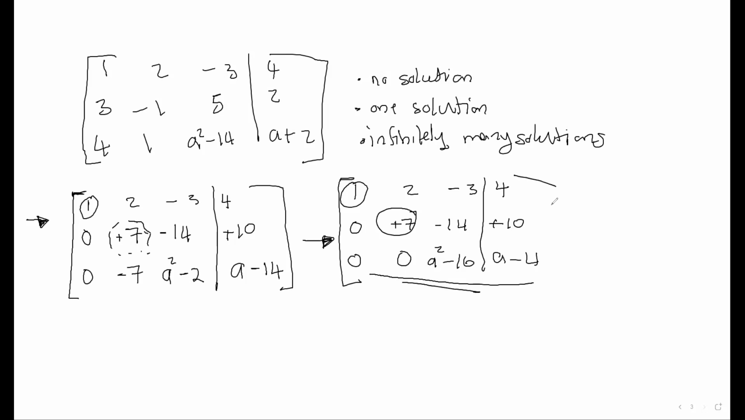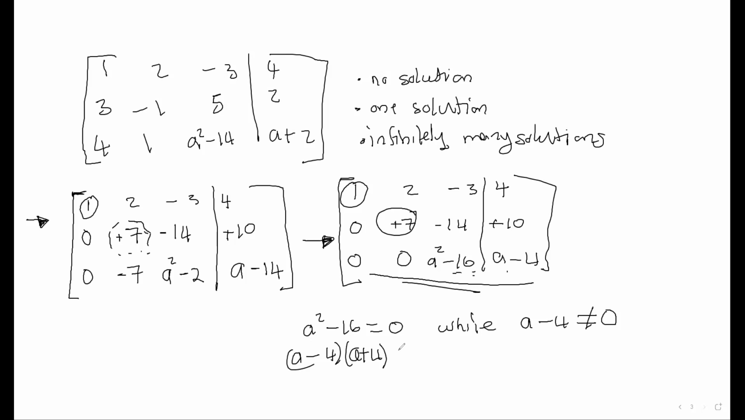Remember I told you about the last column and these two numbers. These two numbers. And I said, for this thing to have no solution, you're going to have a situation where a squared minus 16 is equal to 0, while a minus 4 is not equal to 0. Then you're not going to have a solution, right? So it means if we can say a minus 4 here, a plus 4 is equal to 0, it means a is equal to 4.